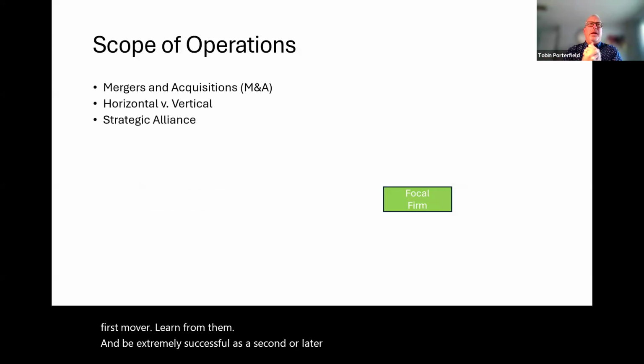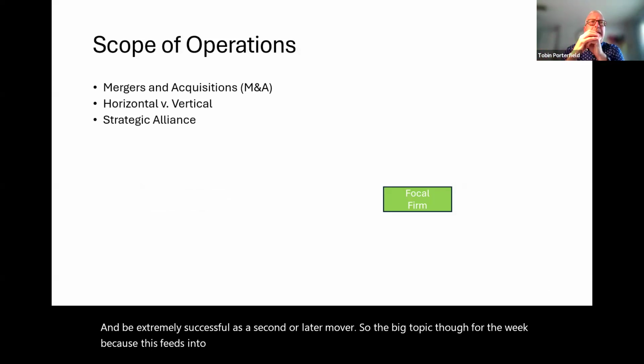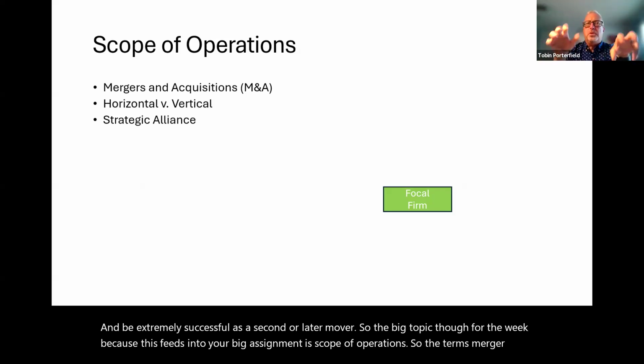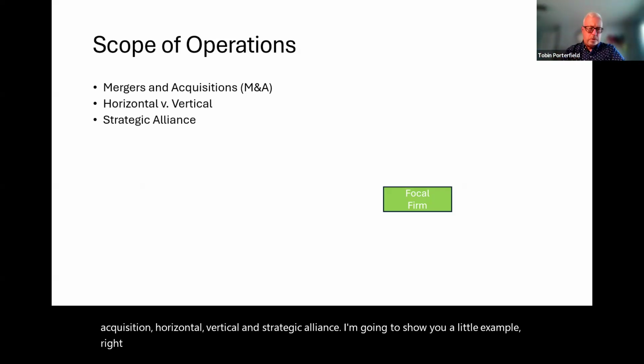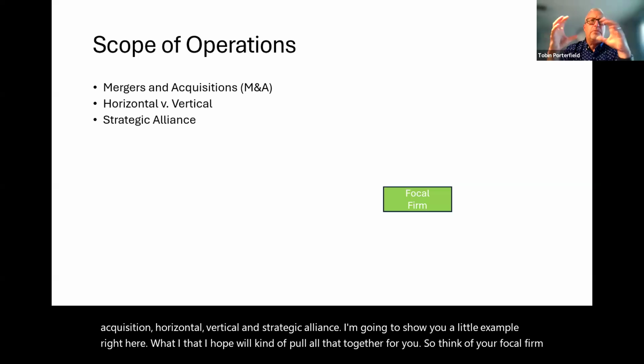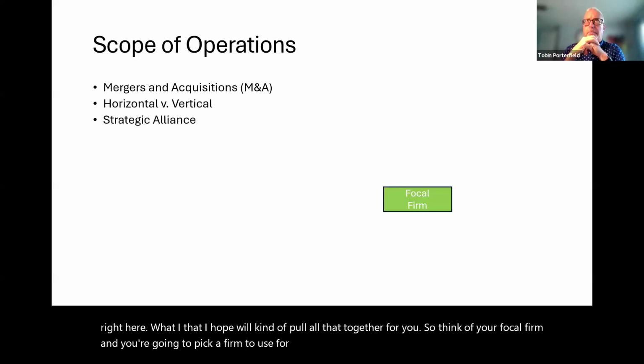So the big topic, though, for the week, because this feeds into your big assignment, is scope of operations. So the terms: merger, acquisition, horizontal, vertical, and strategic alliance. I'm going to show you a little example right here that I hope will kind of pull all that together for you. So think of your focal firm, and you're going to pick a firm to use for your project, whatever that might be, your focal firm.